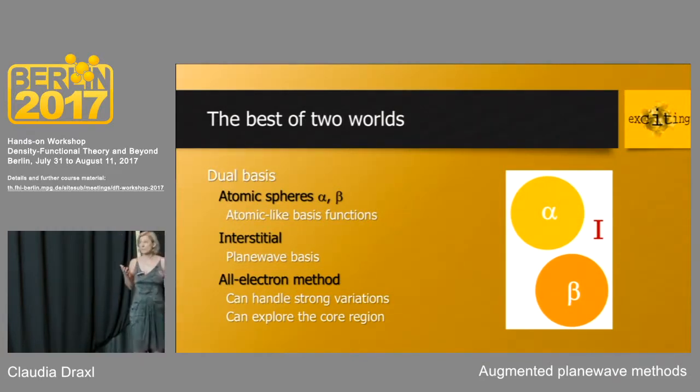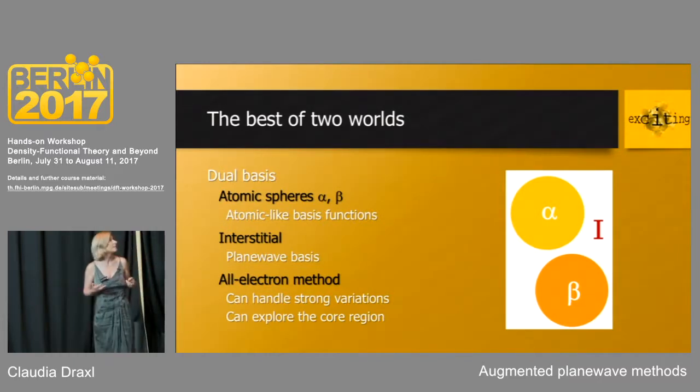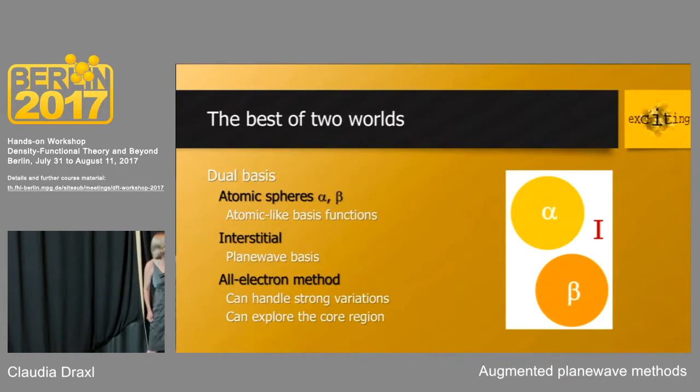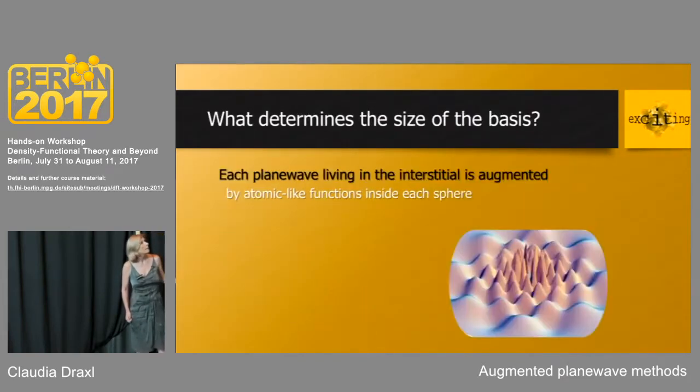For these two regions, we have two different basis functions. They are atomic-like in the spheres, but in the interstitial they are plane waves. So why is this good? Because in the interstitial, where the density is not varying so much, a plane wave basis is quite good, whereas close to the nuclei, where you have the strong oscillations of the potential and of the wave functions, the atomic wave functions make more sense, because you don't need so many in order to expand your wave functions there.